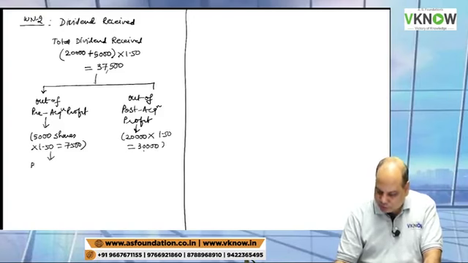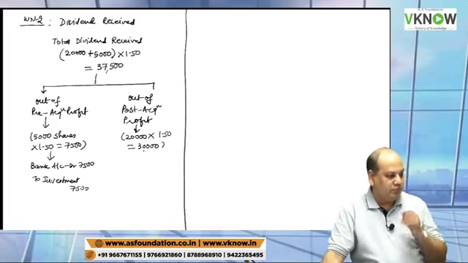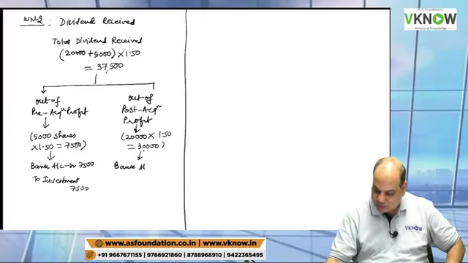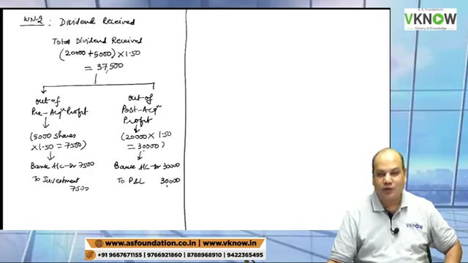The treatment of this will be: bank account debit 7,500 to investment account 7,500. Then bank account debit 30,000 to P&L account 30,000. So this is the entry for dividend.